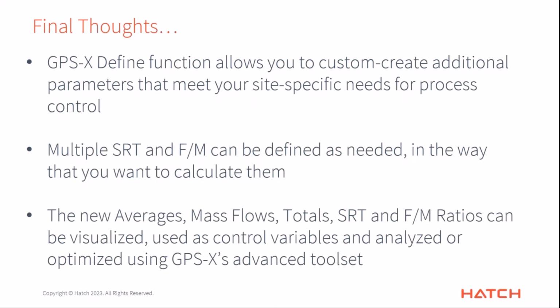So everything that you do with a define function creates new variables that are automatically added as new GPSX menus, and therefore they can be used in exactly the same way any other GPSX variable is. So plot them in the way that you want, export them to reports. You can also use them as control variables, just like we did in that SRT example, and put them on the analyzer or the optimizer. So they're all there to be used in that way.